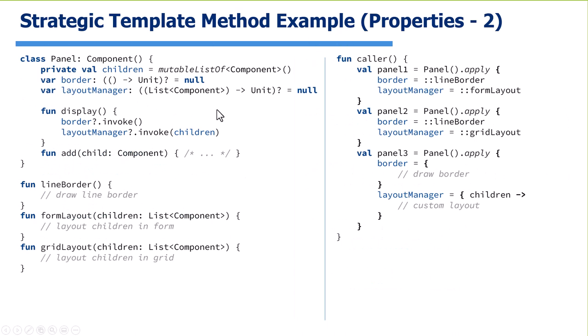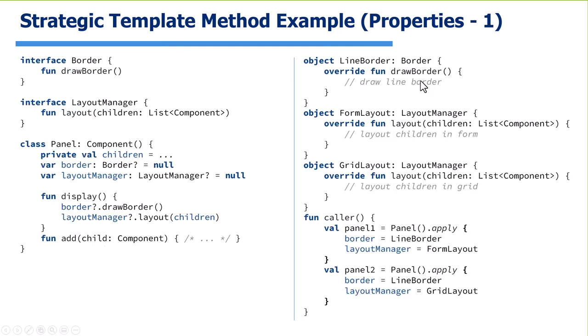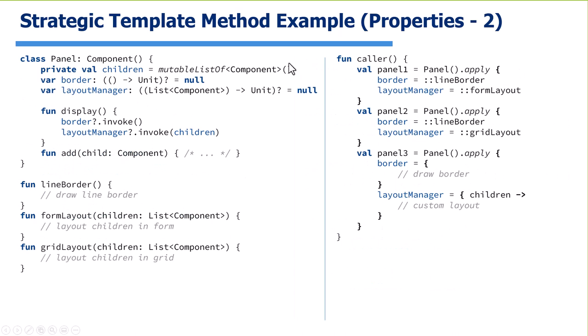So let's see, this one. Oh, this one is instead of doing them as actual objects, actually classes here. So we see we have an object that has functions inside of it. In this particular one, we're going to use lambdas, or we could use, you know, references to functions. So here I'm defining border as being a function that takes no arguments and does something. It doesn't return a value. And layout manager takes a list of components and does something with them. So here we're going to call border?.invoke, layoutManager?.invoke. You have to call invoke directly here because it's nullable. That's the reason why we're doing this.